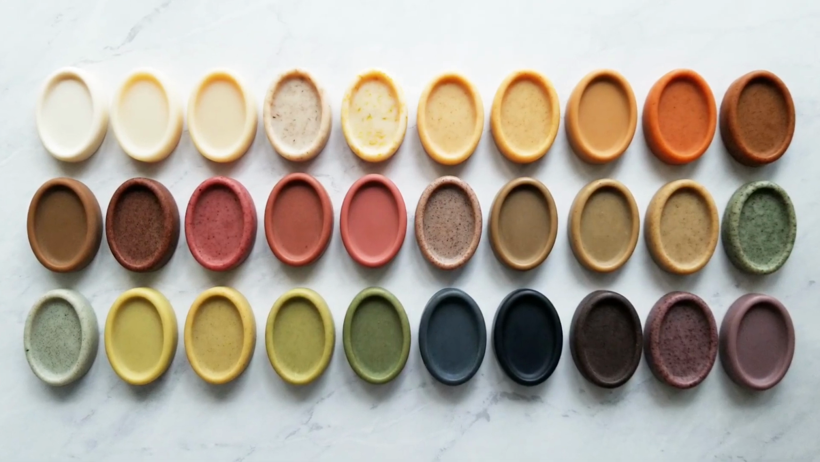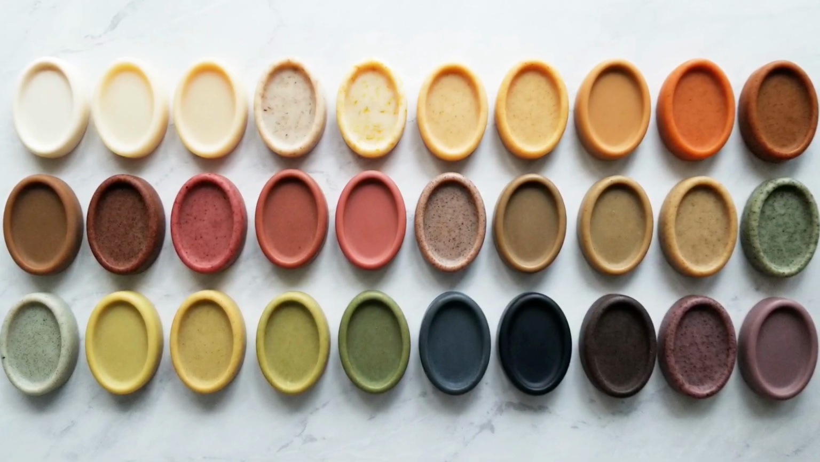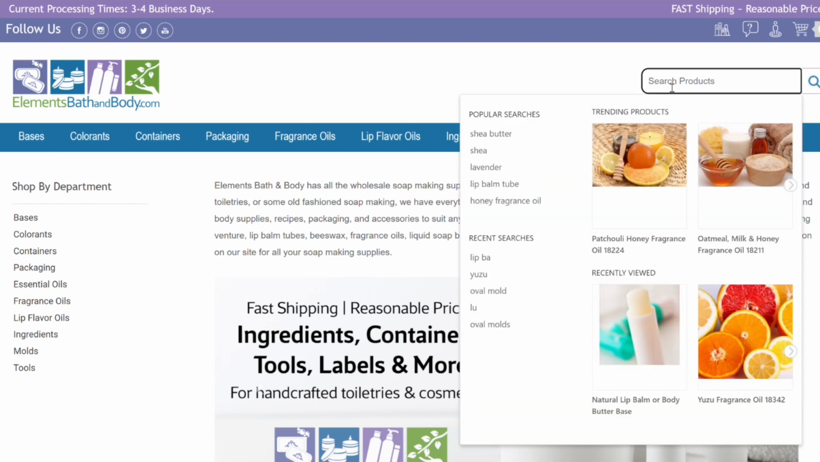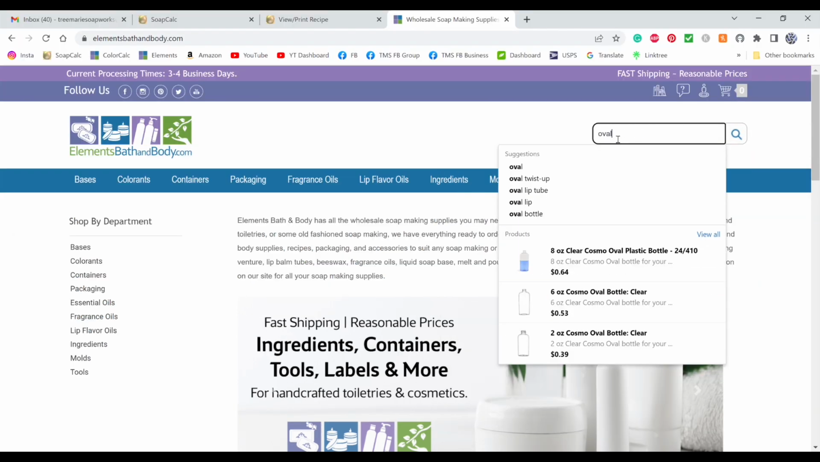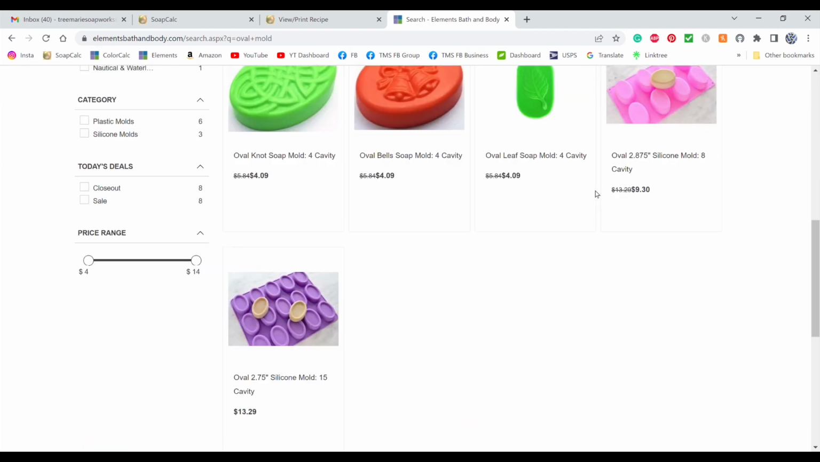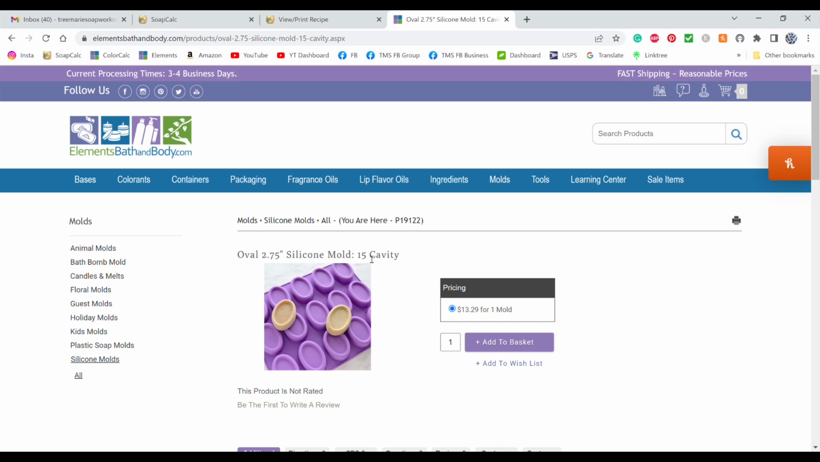Now that we figured out that we need 1.3 ounces of oils, we need to figure out how many cavities we need to fill. I got my mold at Elements Bath & Body. I'm at their website right now, and to find this mold I type in oval mold. Hit enter, and it's the oval 2.75-inch silicone mold. It has 15 cavities, and the cavities have a capacity of 1.7 ounces.